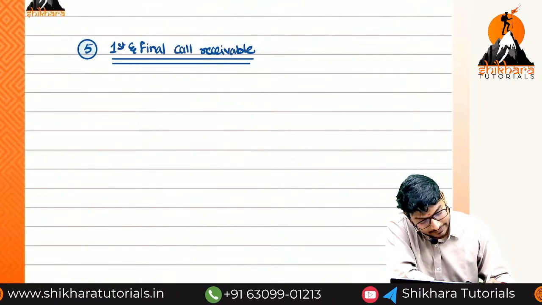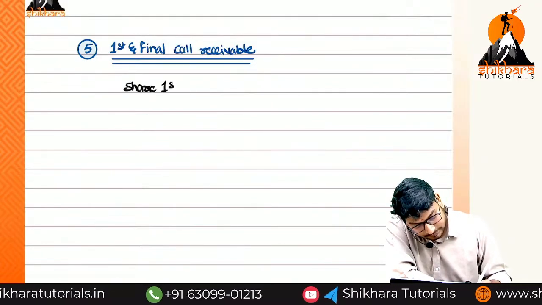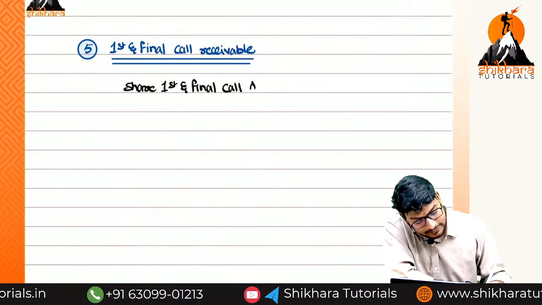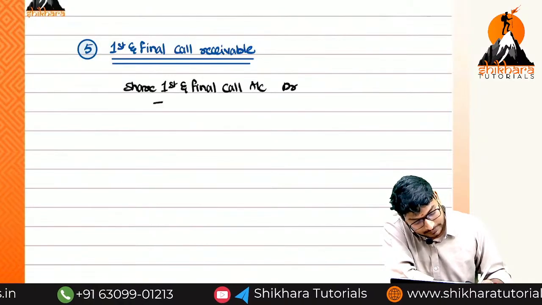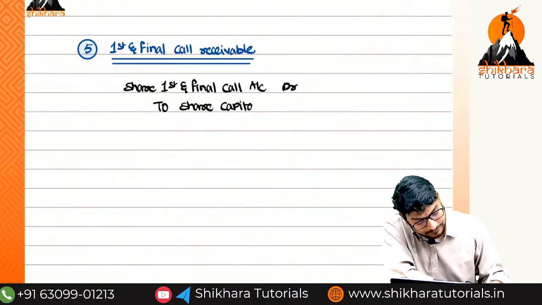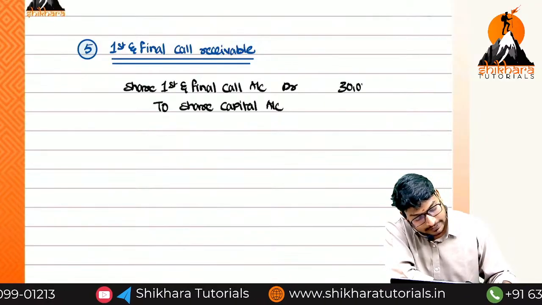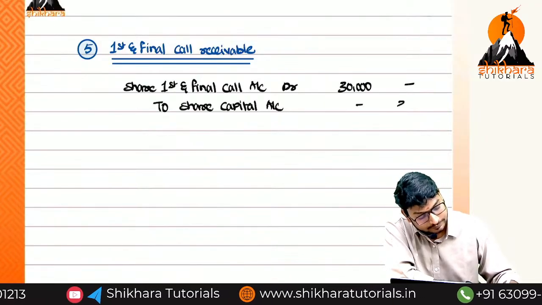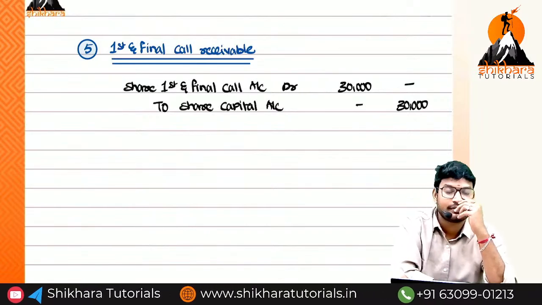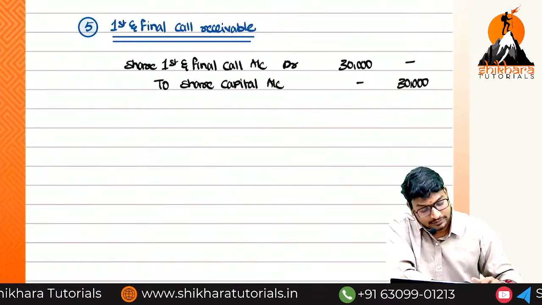So what is the entry we can write, ma? Share first and final call account debit to share capital. That is equal to how much, ma? 30,000. Okay, now here two methods we can follow, no problem. Follow this method. This is also right. And come to the sixth one. What is the sixth one, ma?